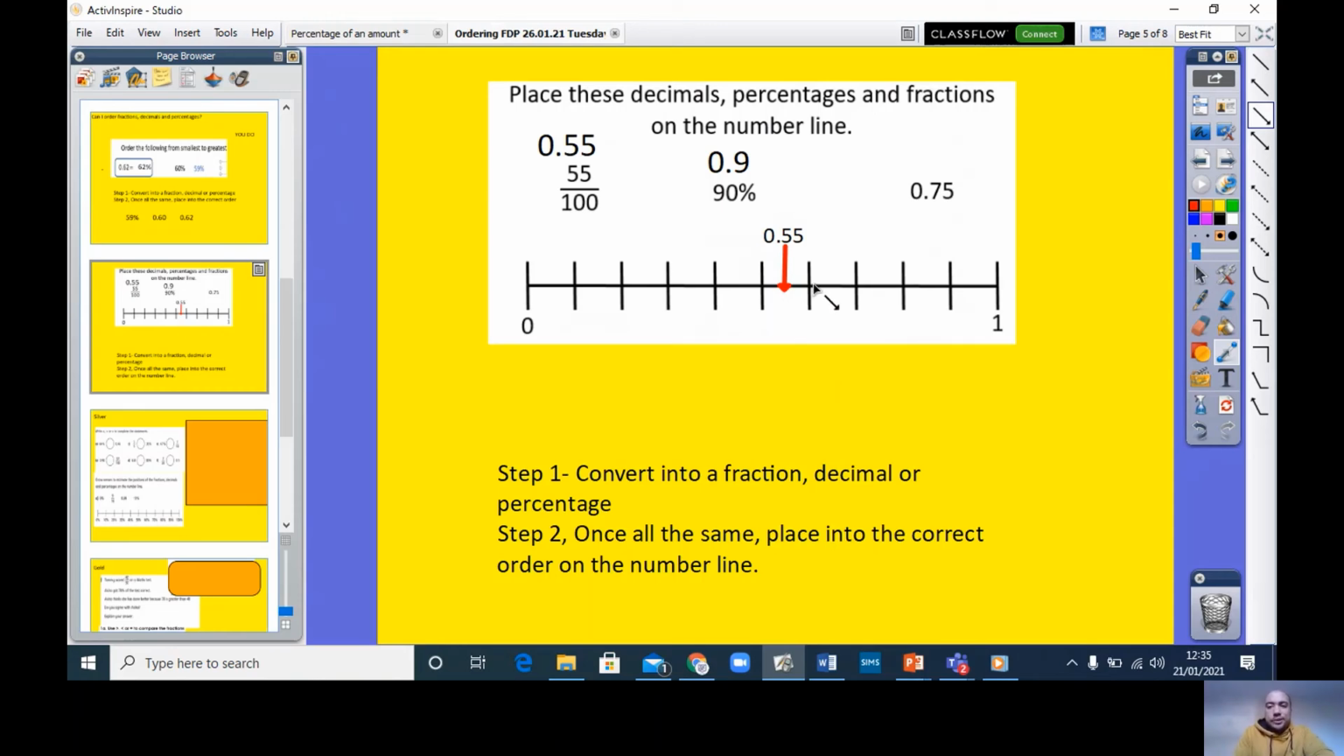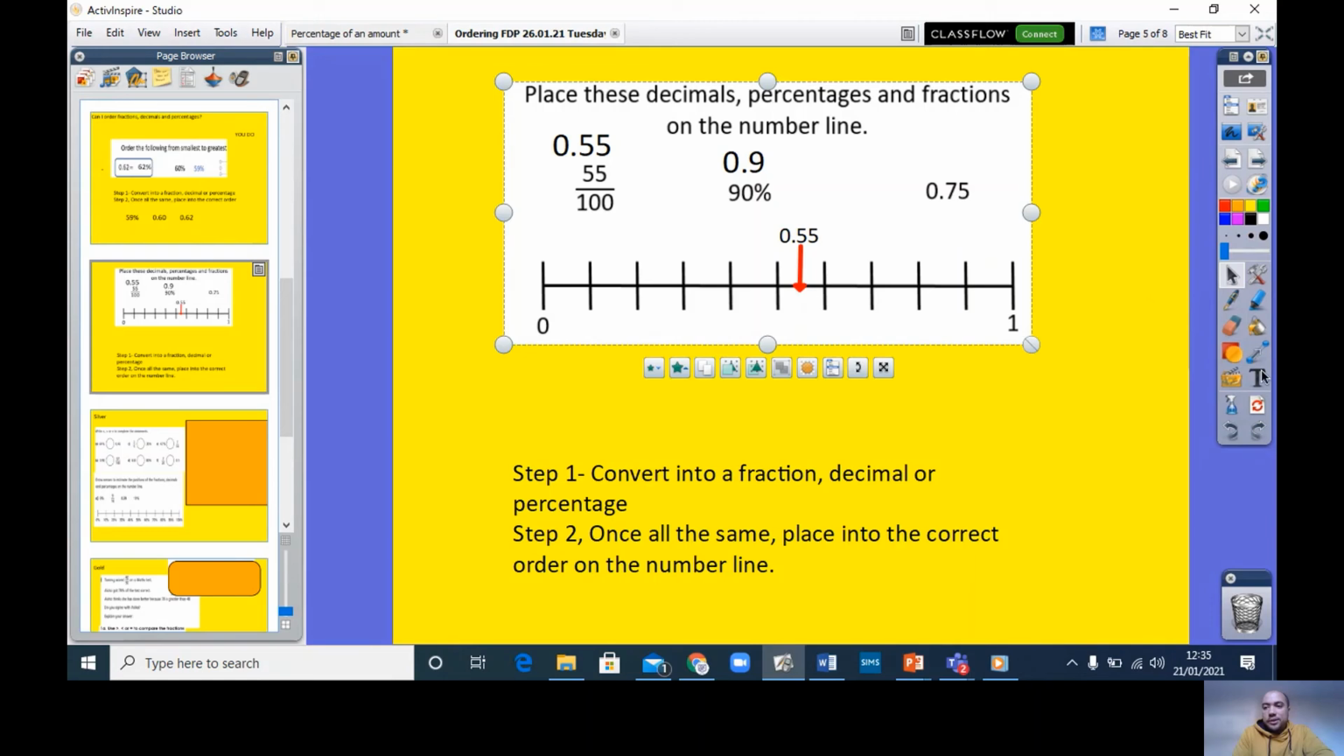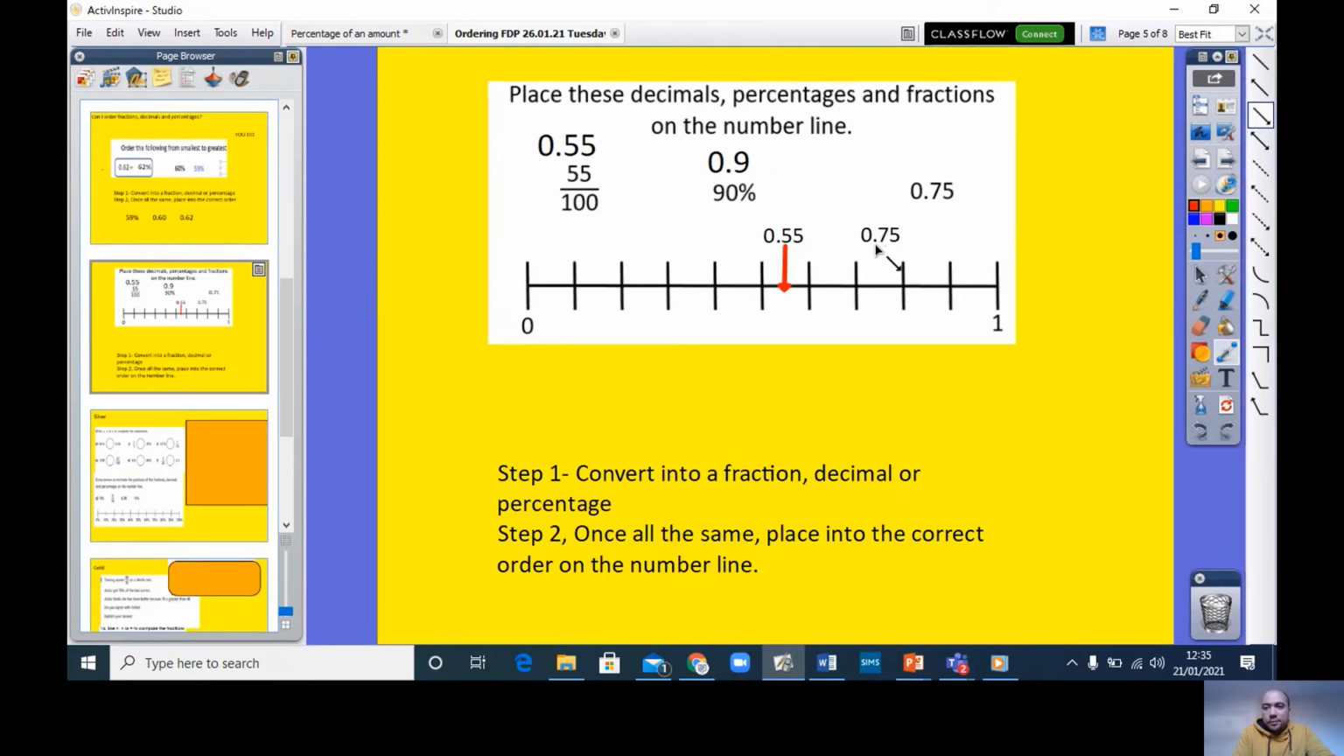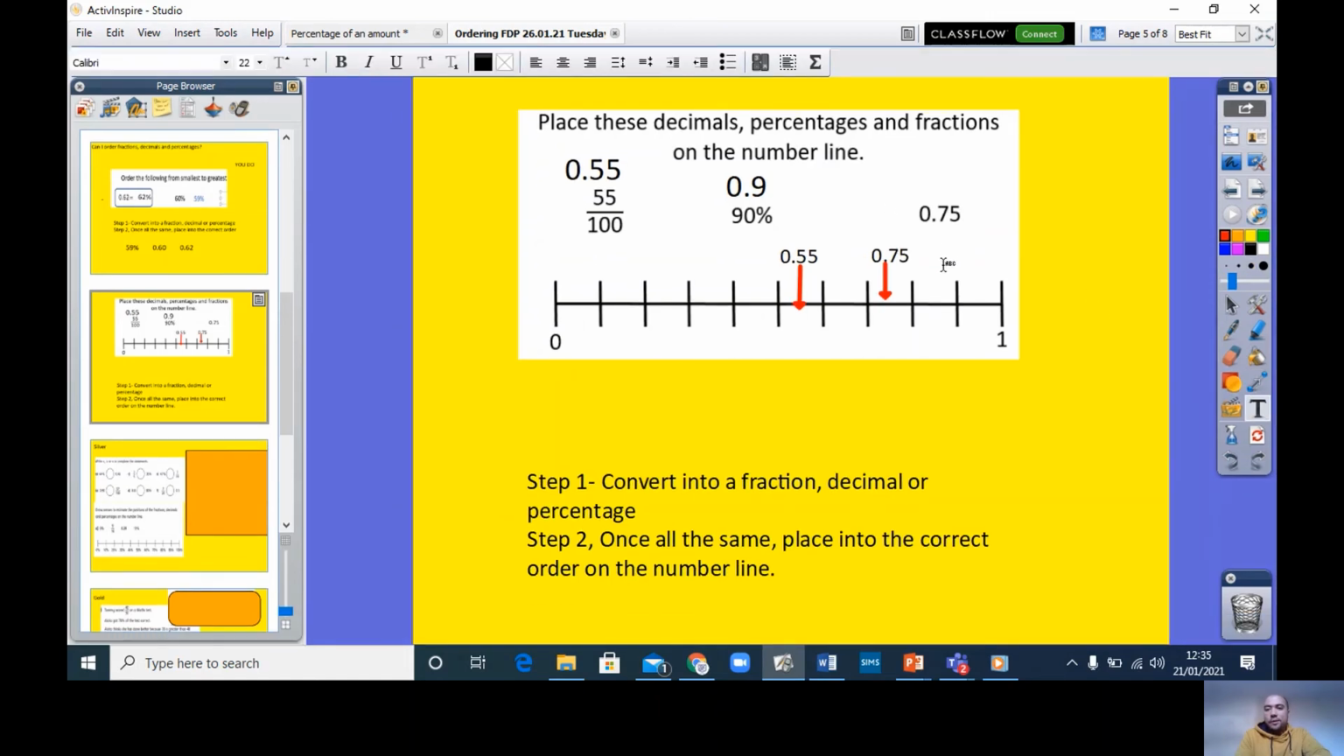Okay, excellent. So this would be 0.6, 0.7. So 0.75 is going to go in between here, in the middle. Hopefully that was the same for you. Then we've got 0.8, and then finally on the line we have got 0.9.